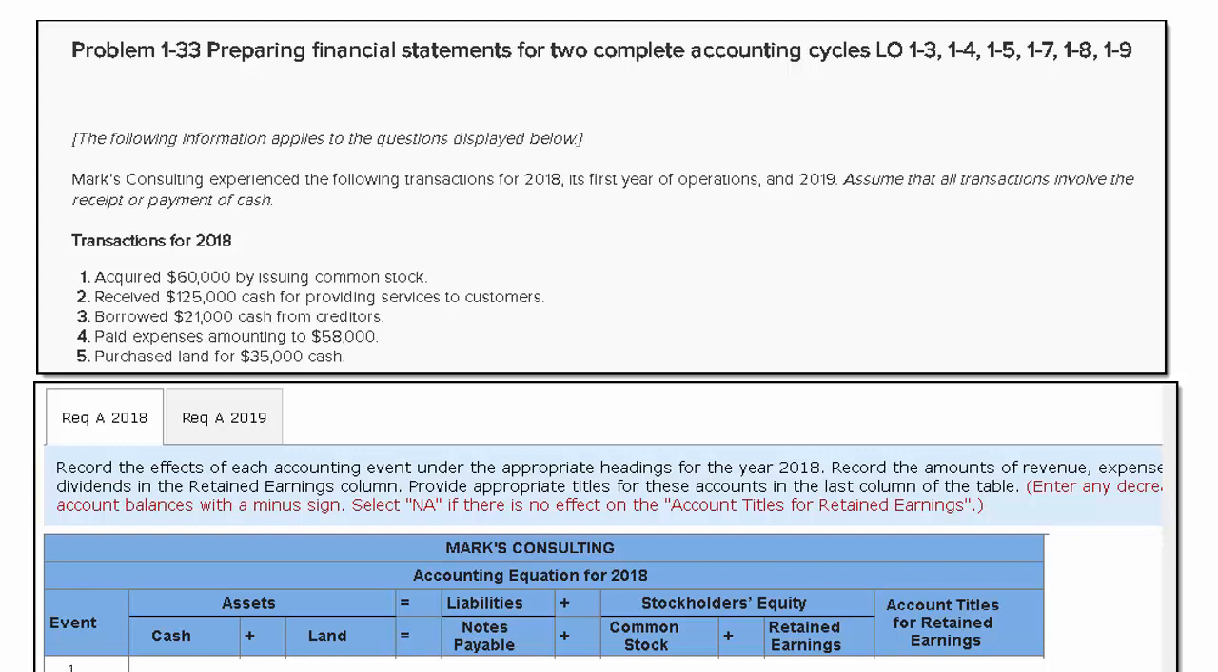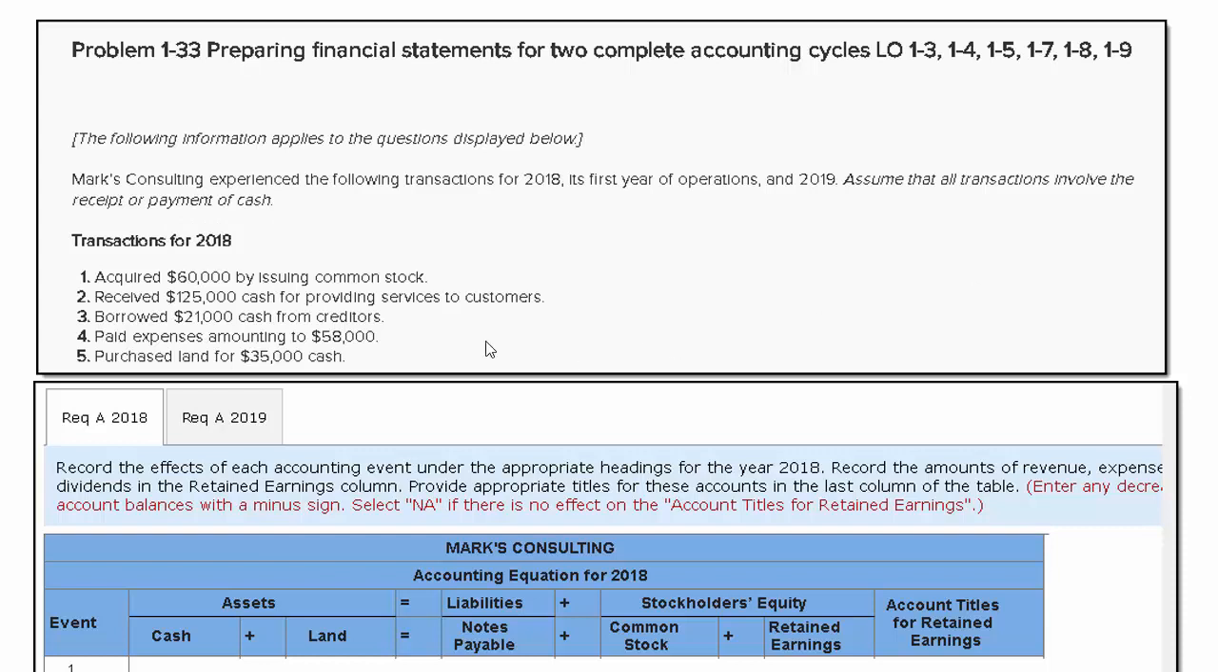Okay, let's take a look at problem 1-33, preparing financial statements for 2 complete accounting cycles, but we're only going to focus on the transactions for 2018. Okay, we've got Marks Consulting, and they experienced the following transactions for 2018, its first year of operations, and 2019. And assume all transactions involve the receipt or payment of cash.